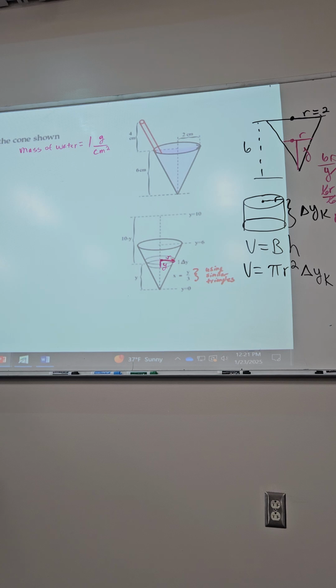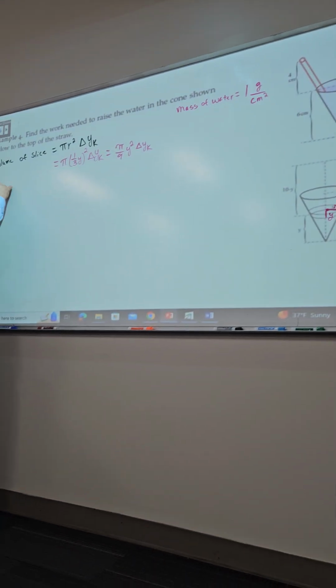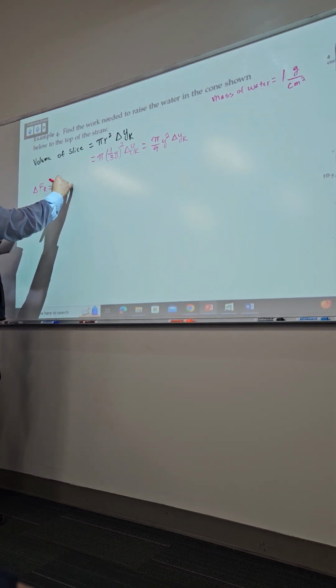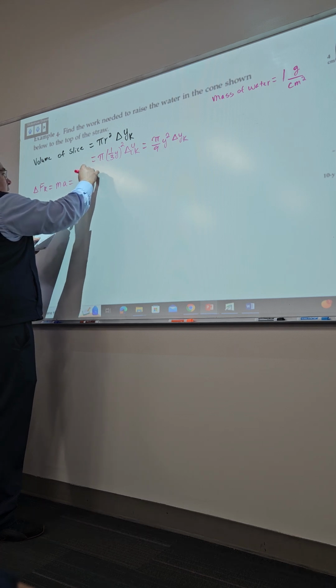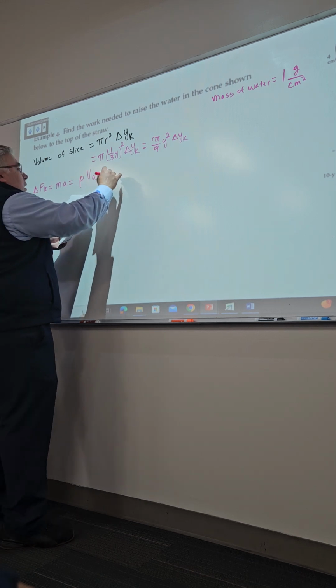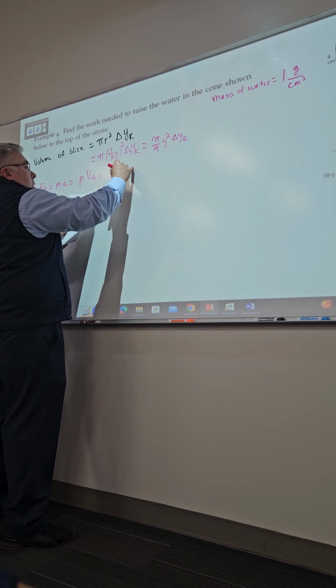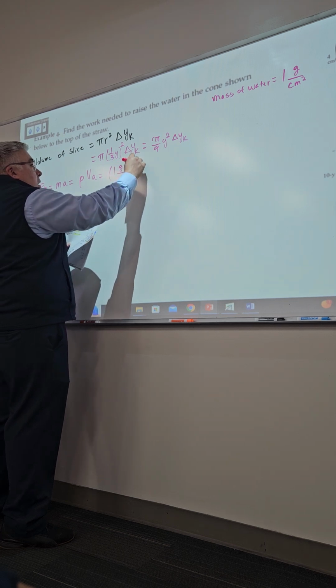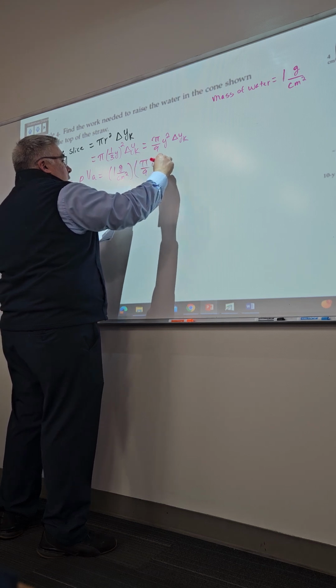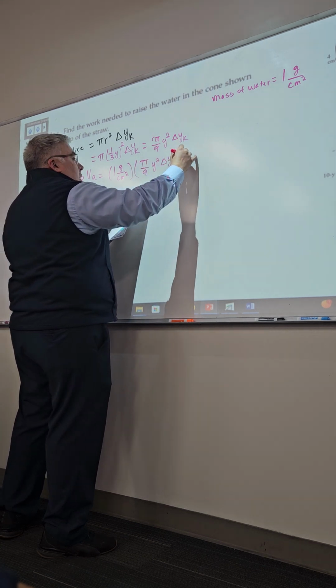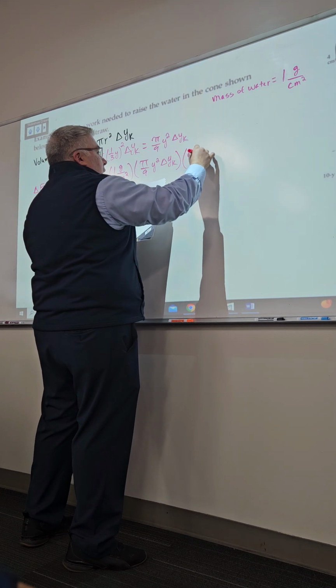So therefore, to find the force, what do we have to use? We have to use density times volume times acceleration. That's why we need this. So to find the force, delta F sub k is equal to mass times acceleration. We're going to use density times volume times acceleration. The density is 1 gram per centimeter cubed. The volume is what we just found, pi over 9 y squared delta y sub k. And then the acceleration, of course, we know to be 9.81.